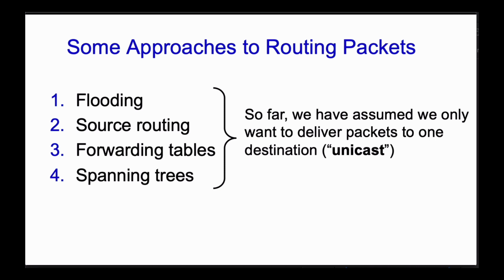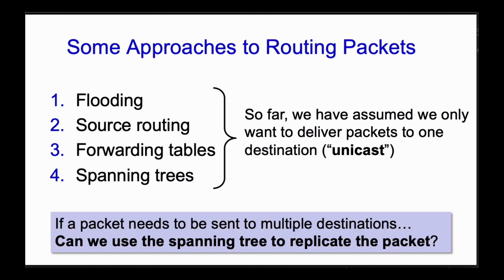Another assumption that we've made so far is that we only want to deliver packets to one destination. We call this unicast routing. There are cases when we want to send a packet to multiple destinations. One packet is sent to multiple destinations in one go.